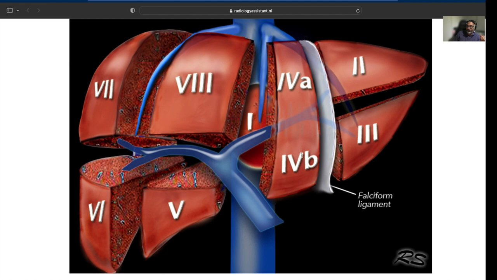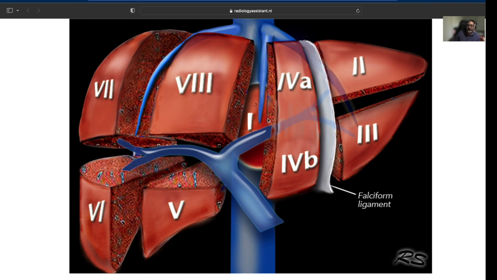And so 4 is actually 2 segments, but it can be considered 1 segment. And I'm sure there's a surgical significance for it. So that's 4A above, 4B below. And then there's 5, which is below on the right side. Then there's 6, which is below on the right side. Then there's further right, then there's 7, which is higher up, superior on the right side, and 8, which then moves back into the center.